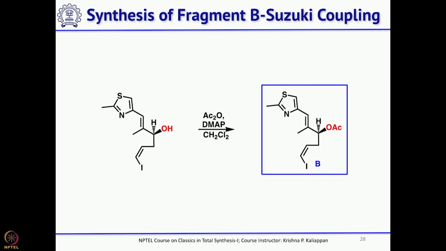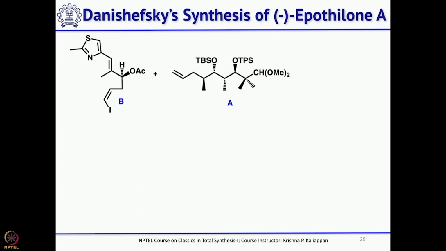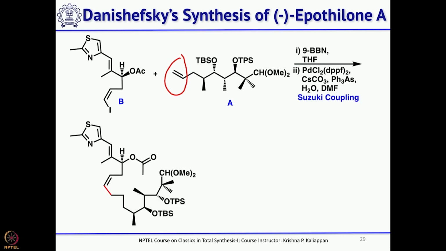Already we saw the synthesis of fragment A, and now let us see how B and A can be combined. As I said, this double bond should be converted into corresponding borane derivative, so that he could carry out Suzuki coupling reaction. So, he took this A and treated with 9-BBN. Okay. So, then the terminal position you have 9-BBN, then Suzuki coupling with this vinyl iodide. Now, you could see the cis double bond is made.